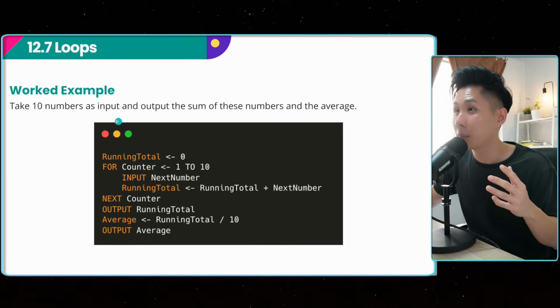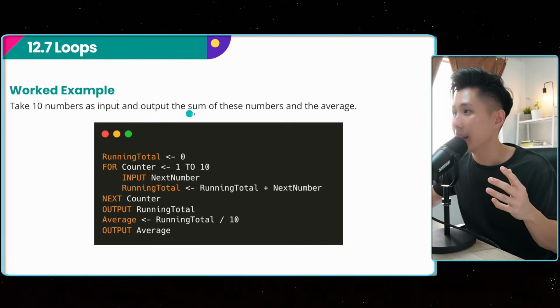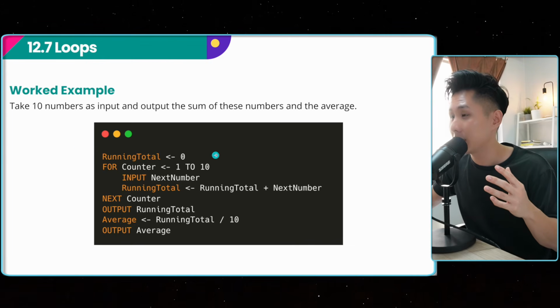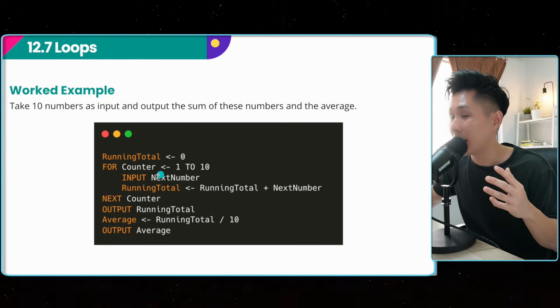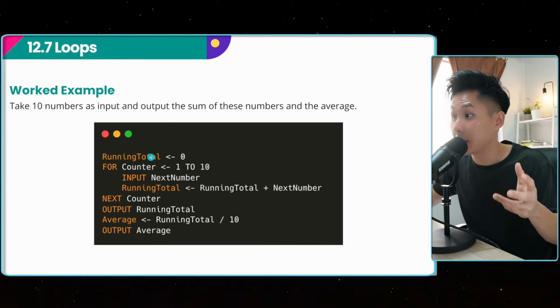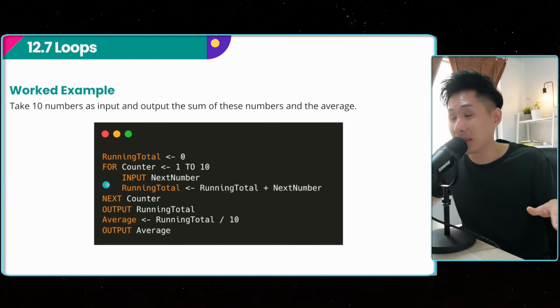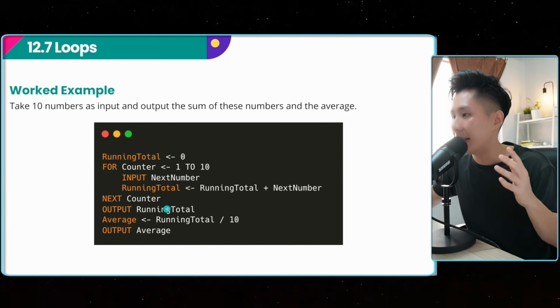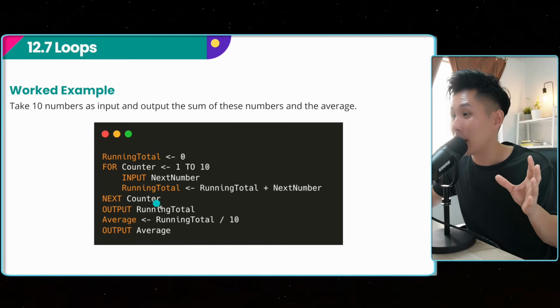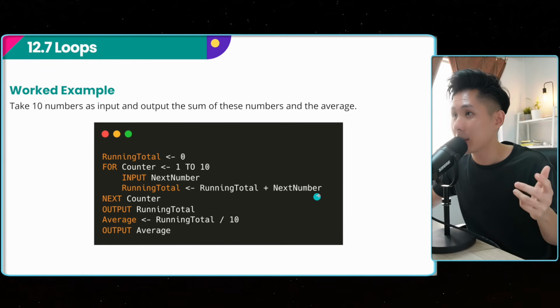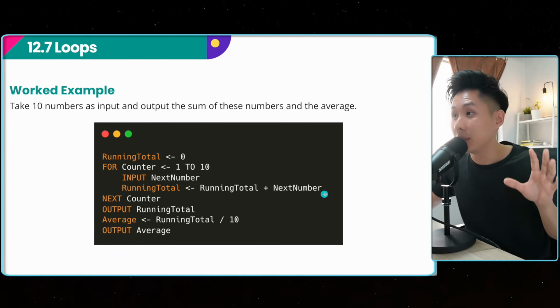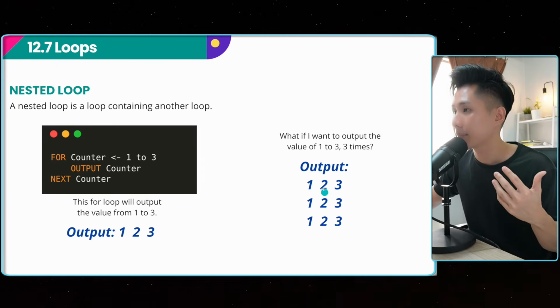And this is another example. Take 10 numbers as input, and output the sum of these numbers. So I'm first going to create a variable called total. Again, I'm going to use a loop for counter 1 to 10. I'm going to ask the user for a number, and I'm going to add this number to the running total. And I will do these statements, line 3 and line 4, 10 times because I'm using a for loop. And at the end, I'm going to output the running total and the average. So this is another way you can use a loop to solve a problem.